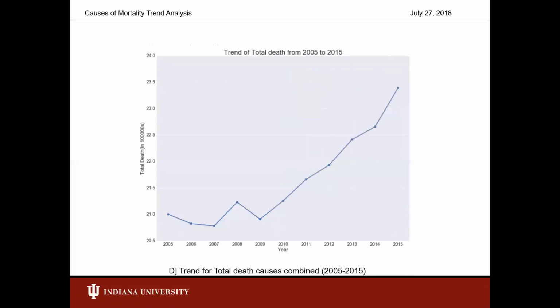So this temporal trend for the deaths has increased over the years, even with the advancement in medical industry. But I'd like to point out that this doesn't necessarily take into account the population increase.